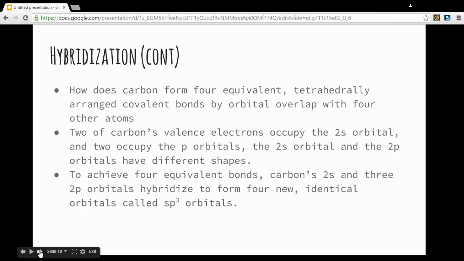How does carbon form 4 equivalent tetrahedrally arranged covalent bonds by orbital overlap with 4 atoms? 2 of carbon's valence electrons occupy the 2s orbital, and 2 occupy the p orbitals. The 2s orbital and the 2p orbitals have different shapes. To achieve 4 equivalent bonds, carbon's one 2s and three 2p orbitals hybridize to form four new identical orbitals called sp3 orbitals.